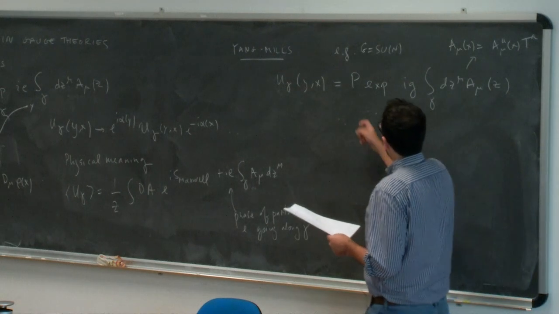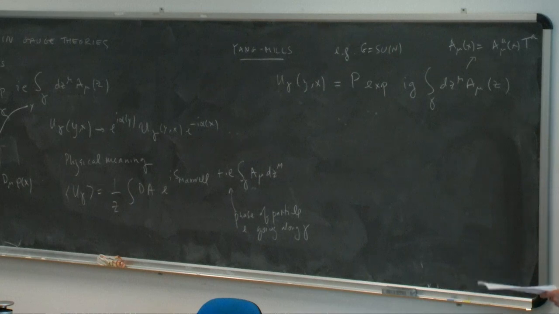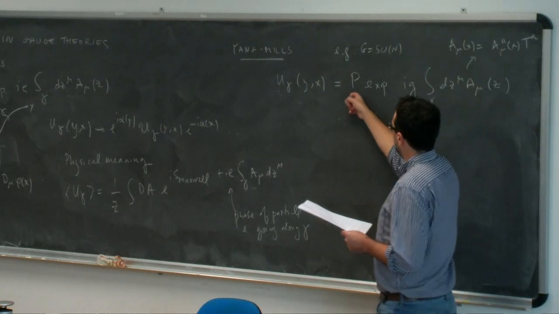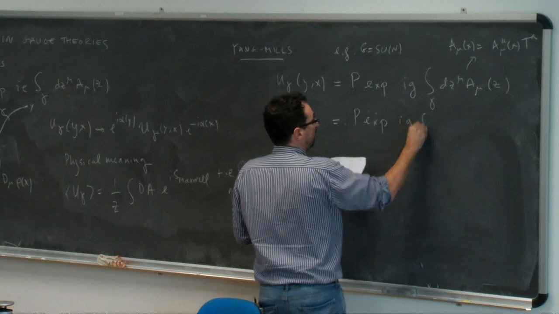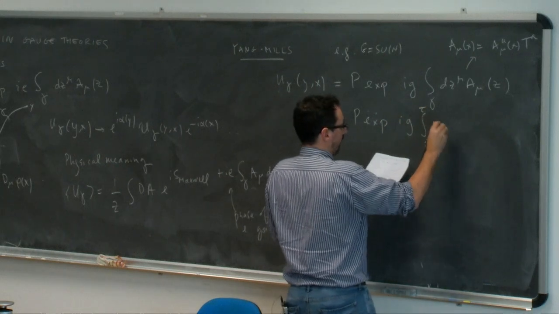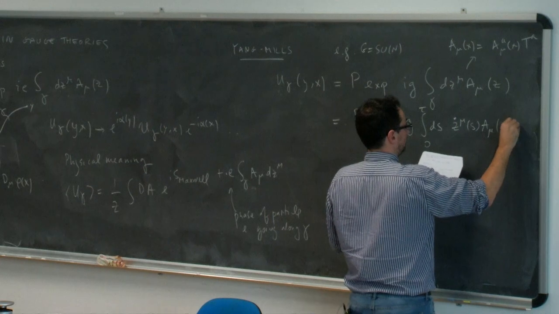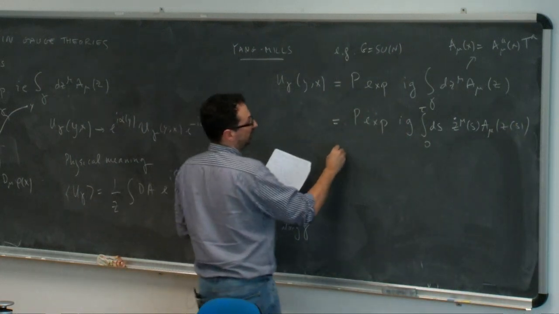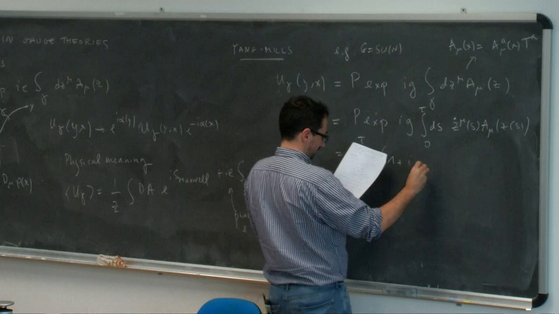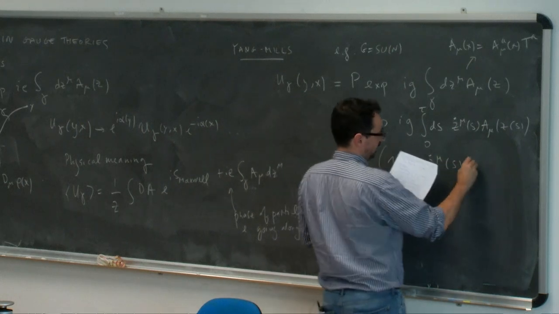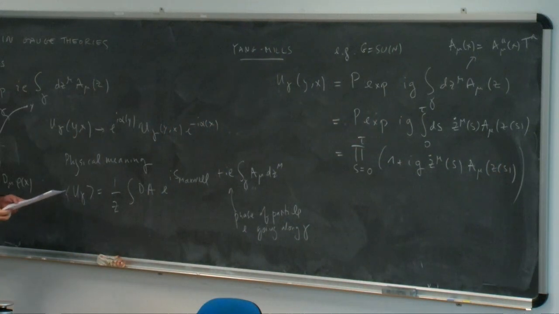Okay, so now we have matrices in the exponent, and so we have to worry about what it means to take the exponent of these matrices. This is why we introduce this path ordering symbol, which you can think of this way. First of all, let me pick some parameter along the curve. And now I can think of this path ordering as the product from 0 to τ of 1 + ig ẋ^μ(s) A_μ(x(s)) ds.